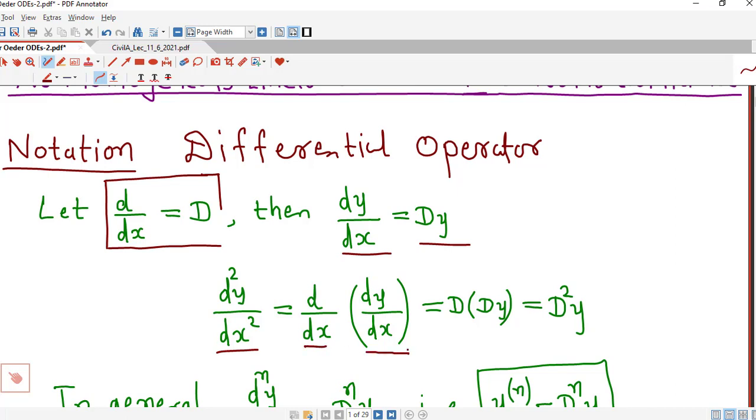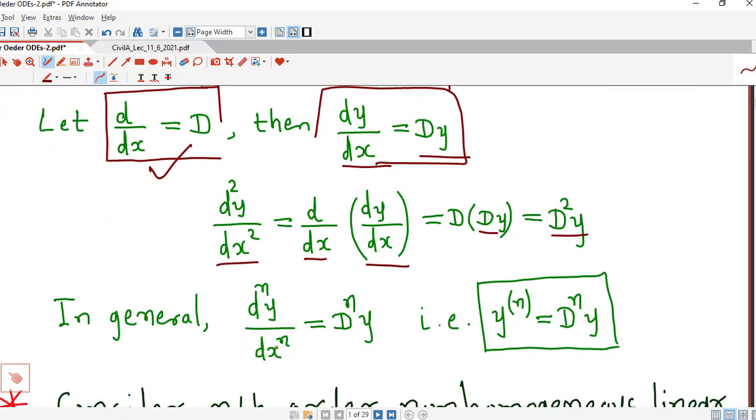Similarly, second derivative, that is d square y by dx square, equals d by dx of dy by dx, and if we use d by dx equal to capital D, and dy by dx equal to Dy, then this becomes D square y, that is, the second order derivative with respect to x is denoted by D square y. Similarly, nth order derivative of y with respect to x is denoted by D to the power n y. So we will use this operator notation whenever required.